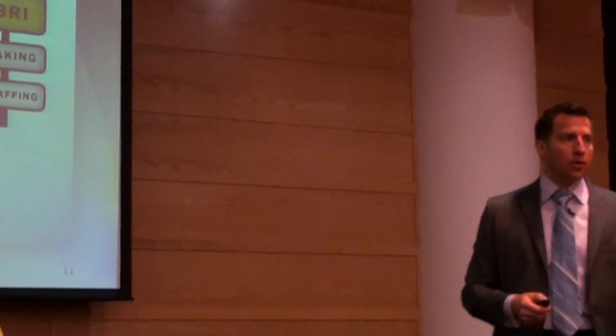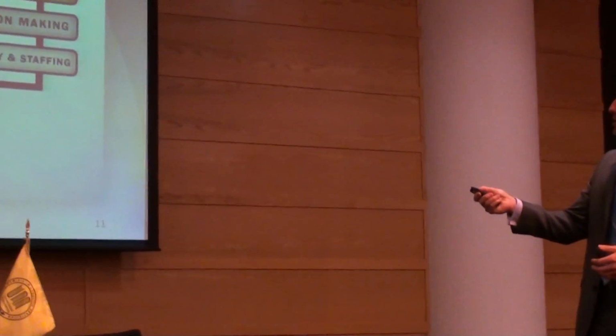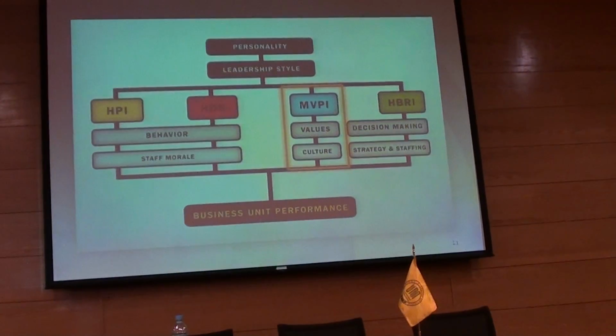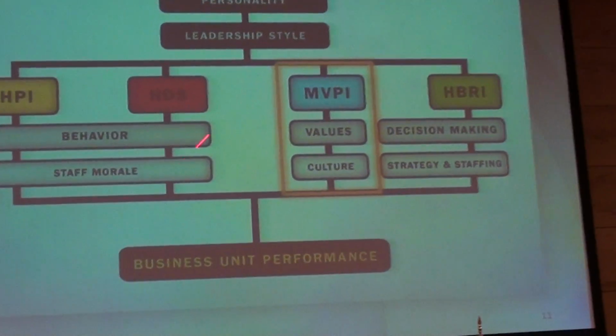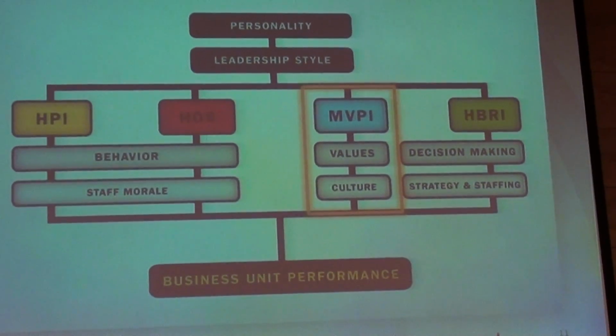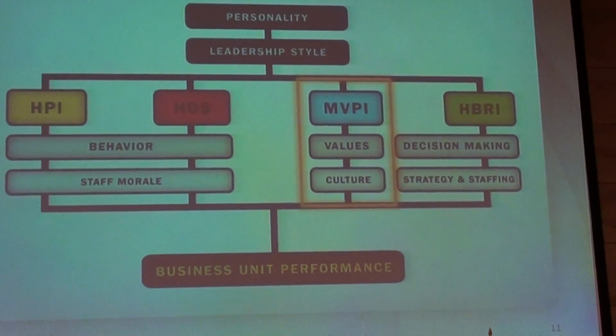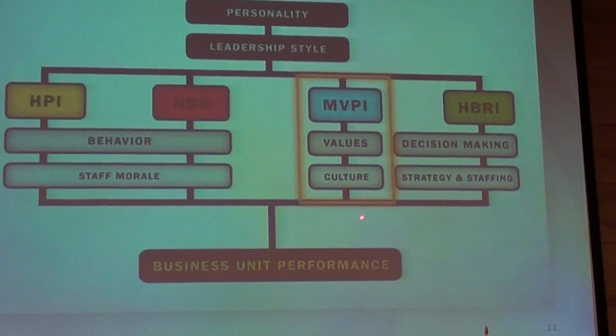This is the way that Dr. Hogan sees the personality of leaders affecting business unit performance. So you can see that it starts here: personality affects leadership style, and through these different channels is how it ultimately affects business unit performance. Now you can ignore these bits here, that's more about personality and this is more about cognitive ability.